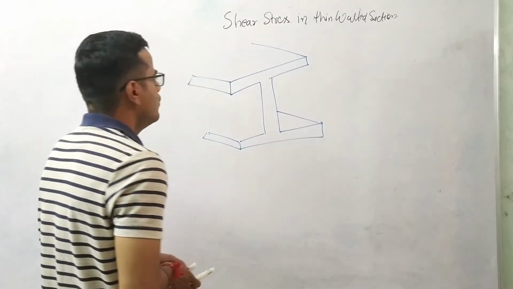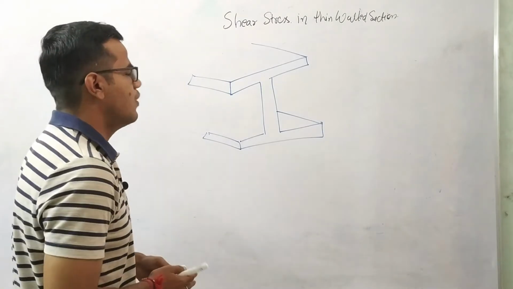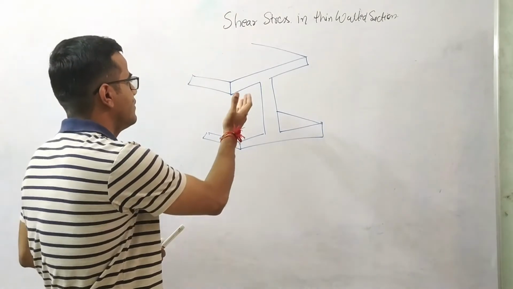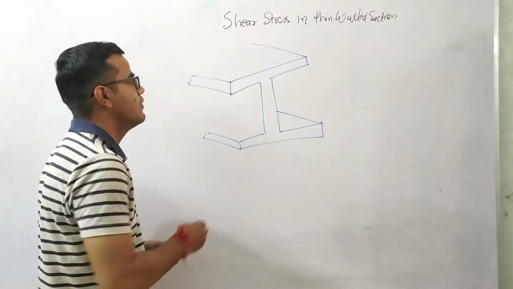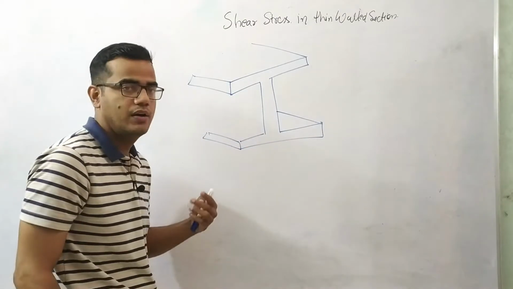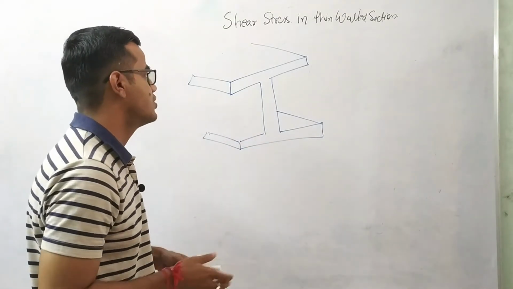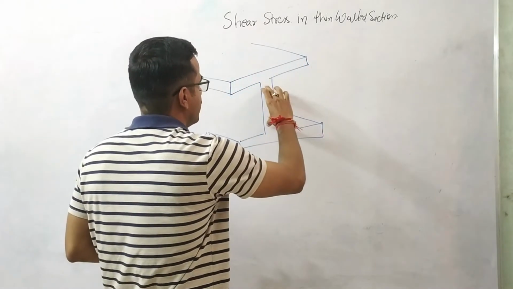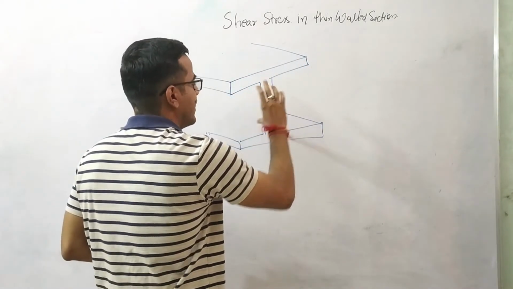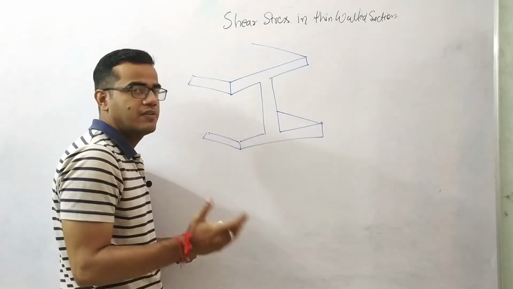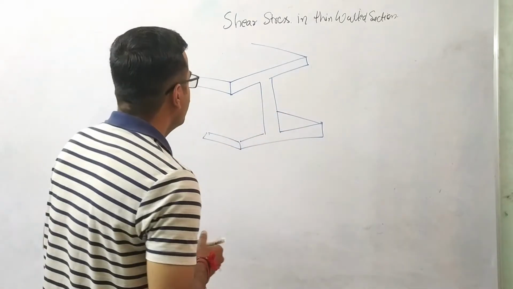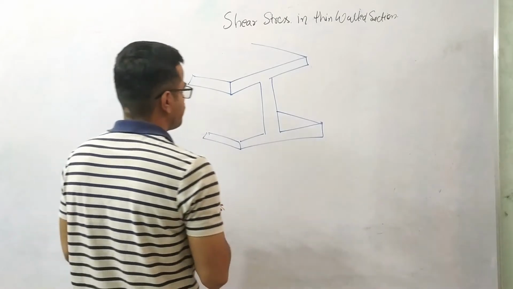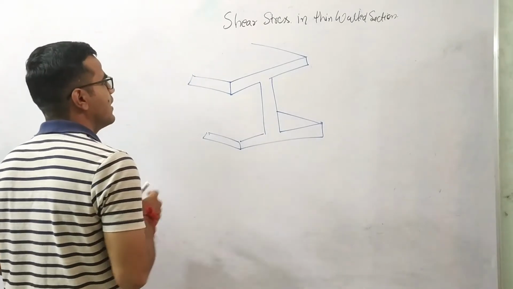In the previous lecture, we already discussed how the vertical shear stress is distributed along this cross section. The vertical shear stress is distributed as a parabolic distribution. Some shear stress will be taken care of by the flange, and the major vertical shear will be taken care of by the web. This we have already discussed. Now in this lecture, let us see how the shear stress is varying along the cross section.